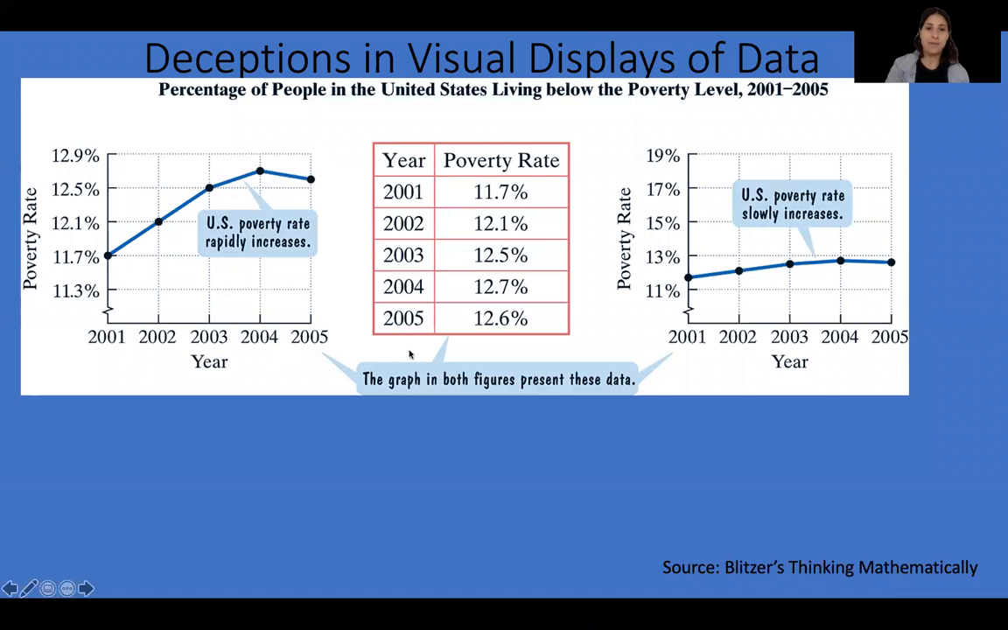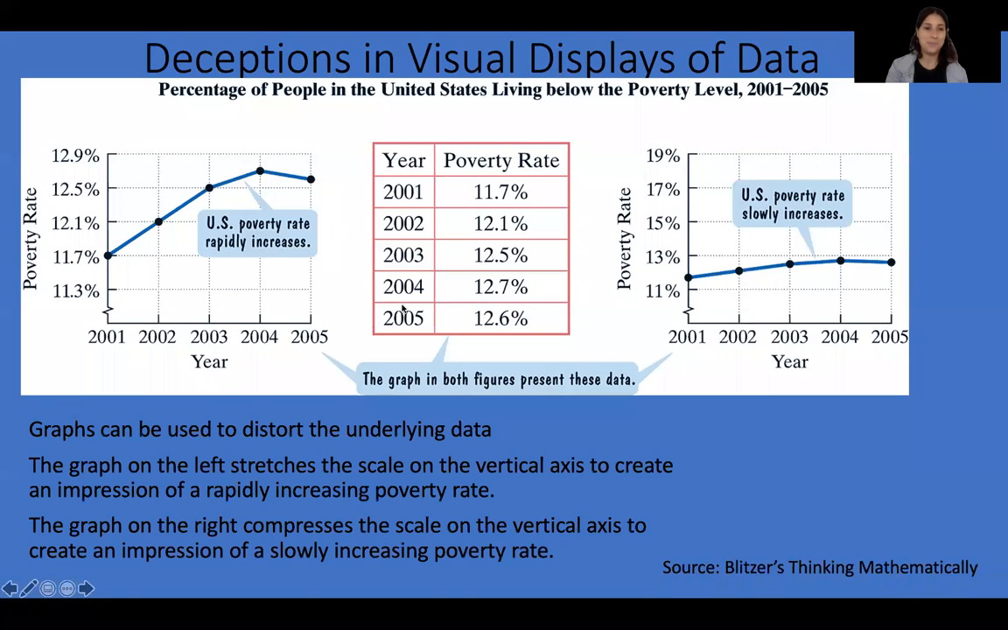In the middle, you have the data from 2001 to 2005 on the poverty rates, 11.7% all the way up to 12.6%. And on the left and right, you'll see graphs that show the rate of poverty increasing very differently. So see if you can pause the video and figure out how the graph on the left and the graph on the right are skewing the information. And then let's resume the video.